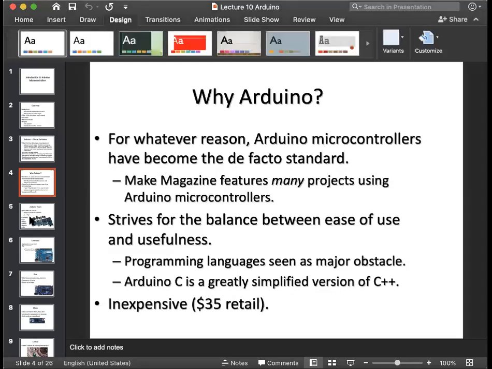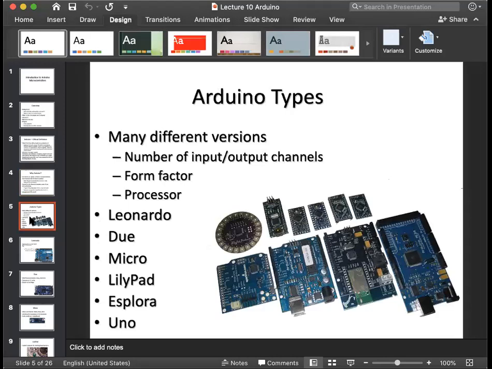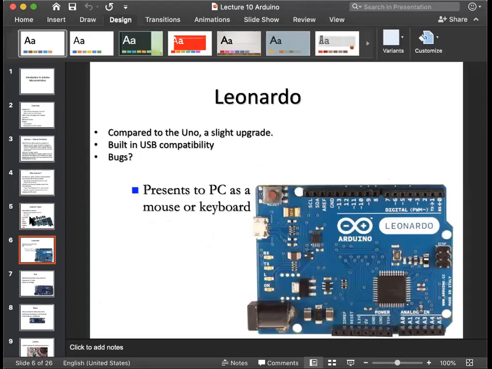Okay, so the next topic is Arduino types. There are so many versions of Arduino. These versions are specified according to the number of input output channels, form factor and the processor. These different kinds provide many facilities: there is a Leonardo, a Due, a Micro, a Lilypad, a Sparrow, a Uno. These are the different types of Arduino now available in the market. So let's start with Leonardo.